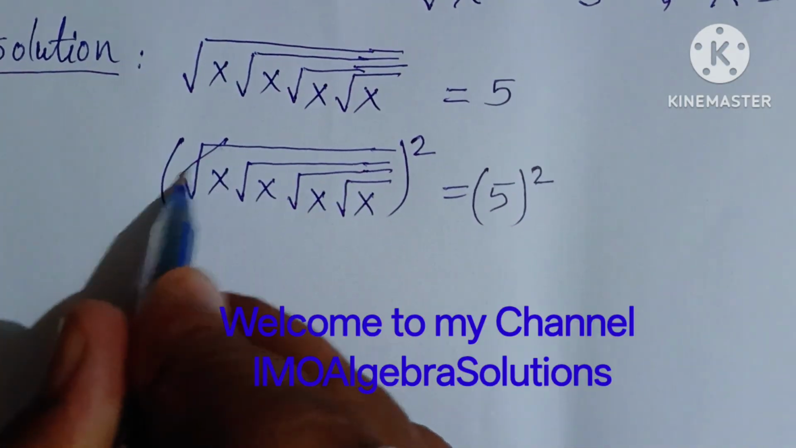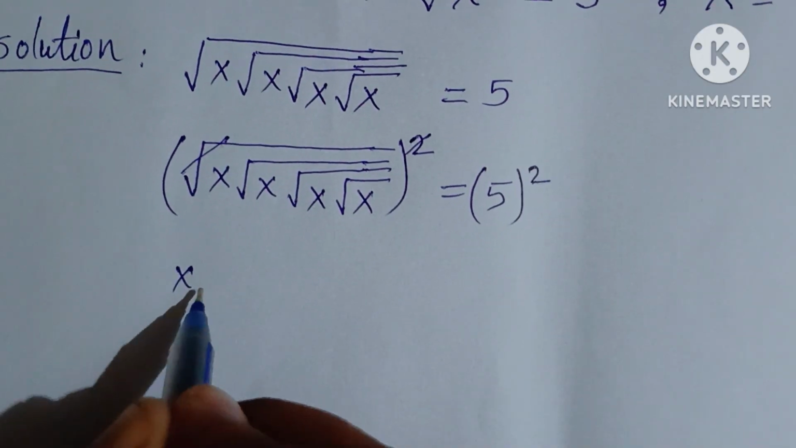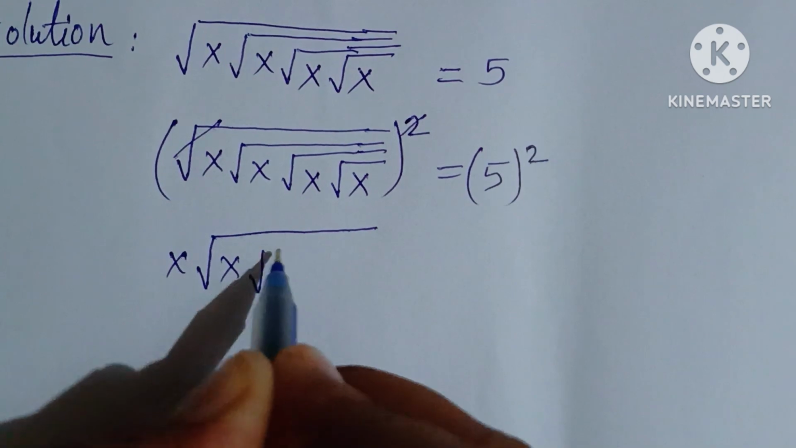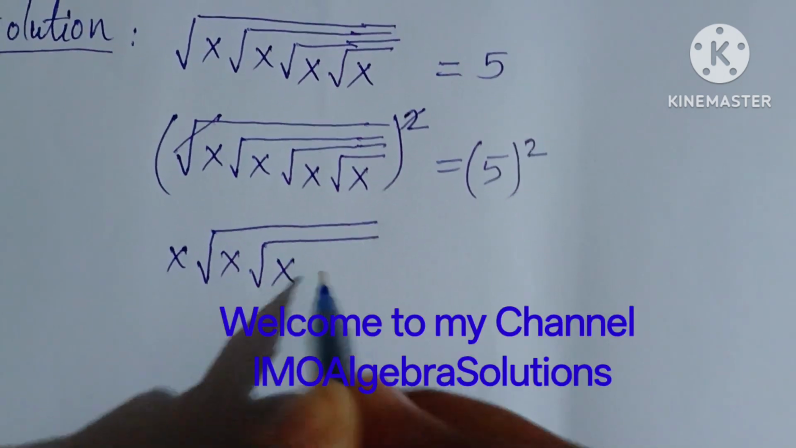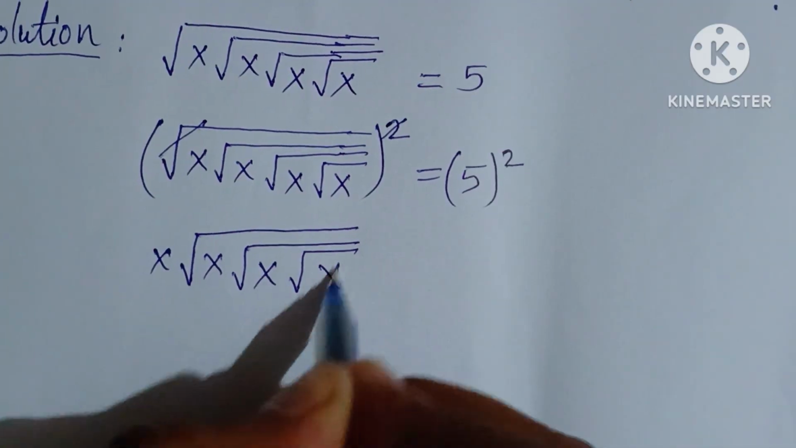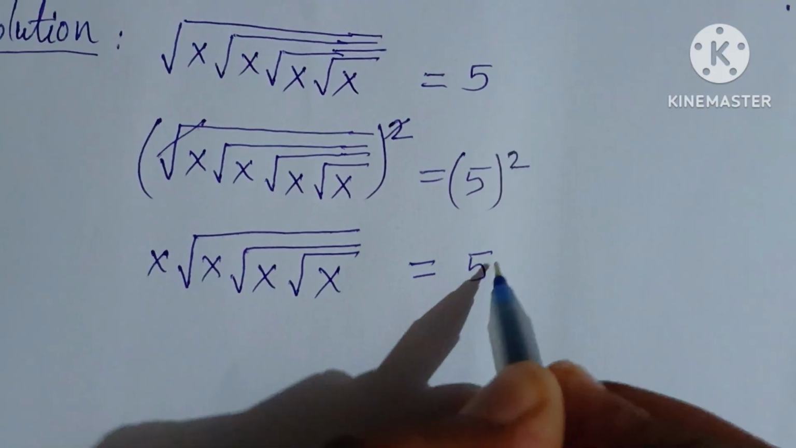This is square and square root will remove. So x under root x under root x under root x equal to 5 square.